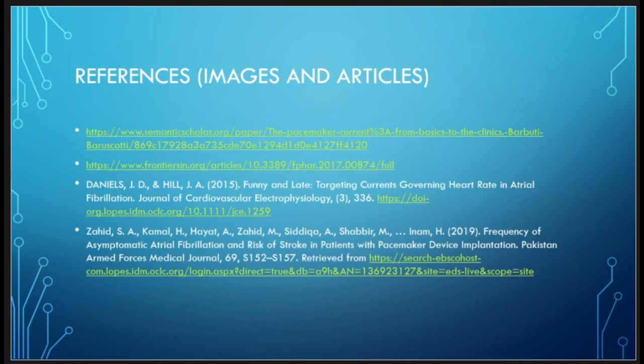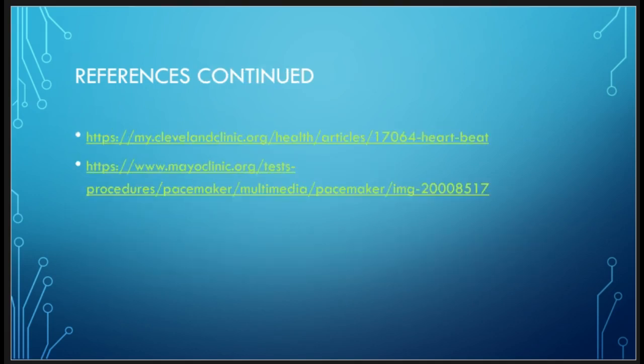So anyway, here are the references that we looked at for not only the images that are seen throughout the presentation here, but the studies that were done here targeting funny currents, and here looking at the frequency of atrial fibrillation and whether or not there's a risk of stroke in those areas, and more on those references as well. So all the different types of credit where credit is due.